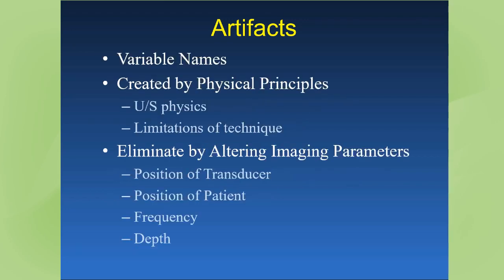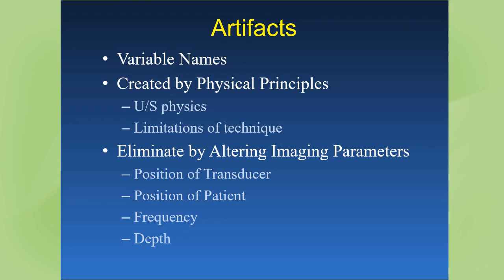They come by various names, and the names have changed over the years, over the decades. So I'll throw out a bunch of names, old names, new names, and I'll use as many names as possible. They're all created by physical principles, so the physics of ultrasound, as well as the limitations of our technique. So they're created by the assumptions of our machines. And again, we'll talk about eliminating these by altering imaging parameters, like changing the position of the transducer or of the patient, changing the depth or the frequency of the imaging.